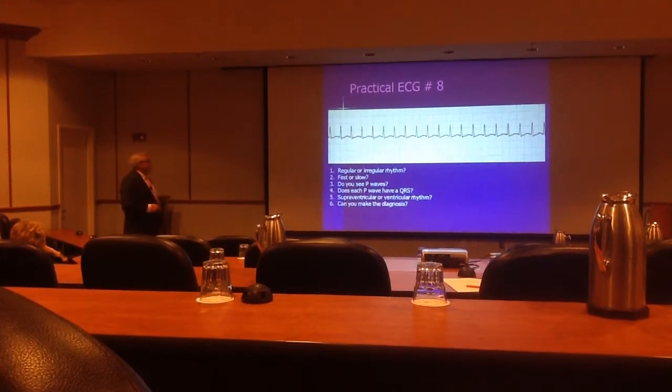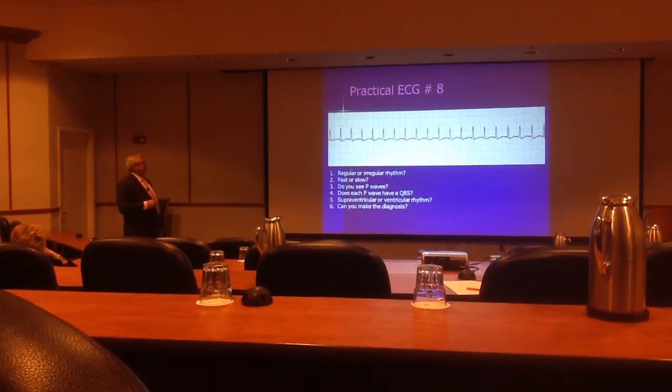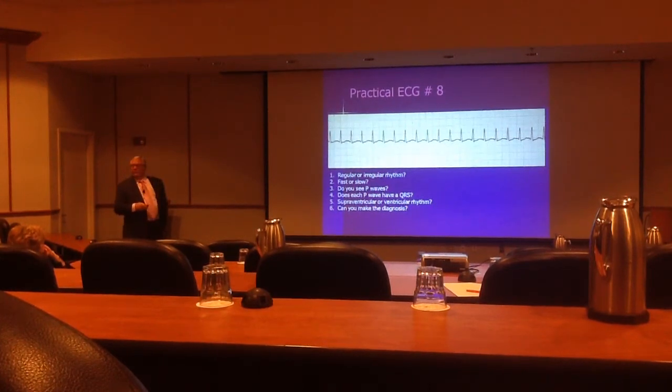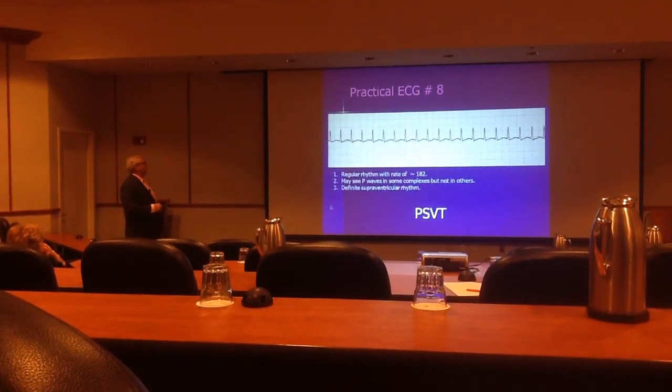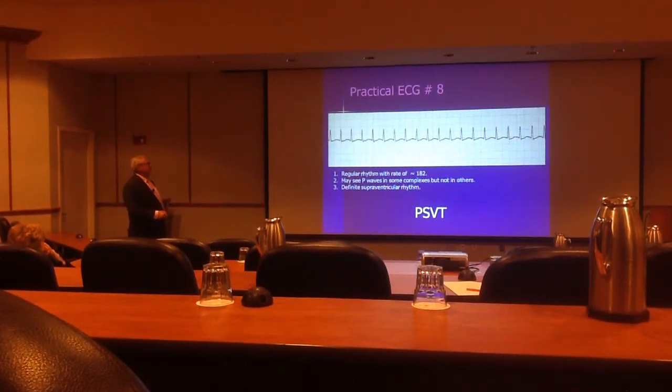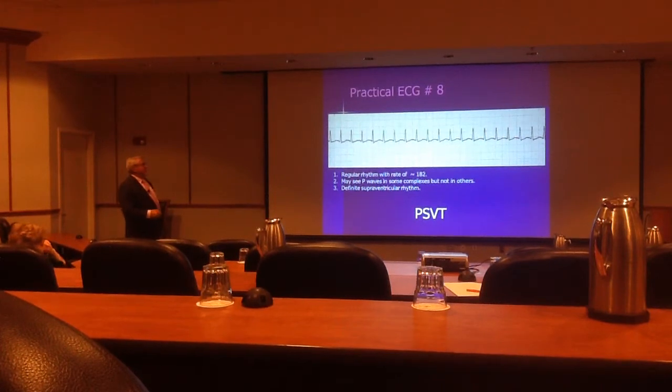Okay, now, does that look regular? I'd say yeah. Is it fast? Yes. Yeah, it's fast. Do you see P waves? Yes, I do. One there, one there, one there, one there, one there, one there. Does each P wave have a QRS? Yes, it does. Is it a supraventricular rhythm or a ventricular rhythm? Supraventricular. Okay. You may see P waves in some of the complexes, but you don't see P waves in all of them. So basically, you could just junk it all together and call it a PSVT.